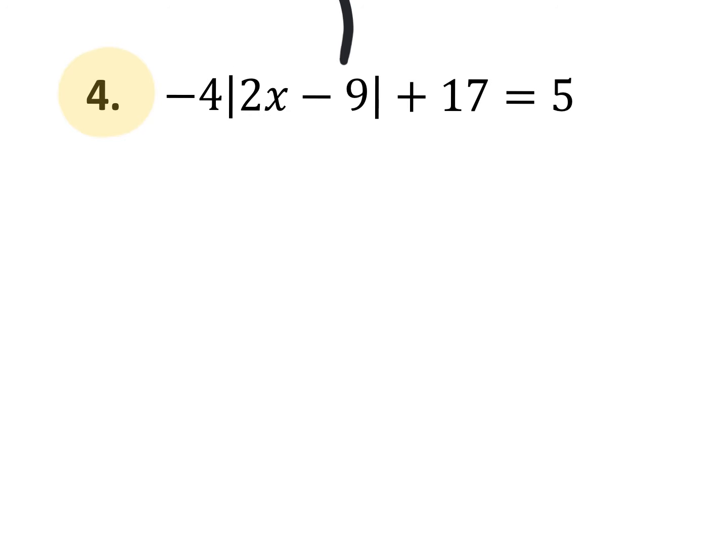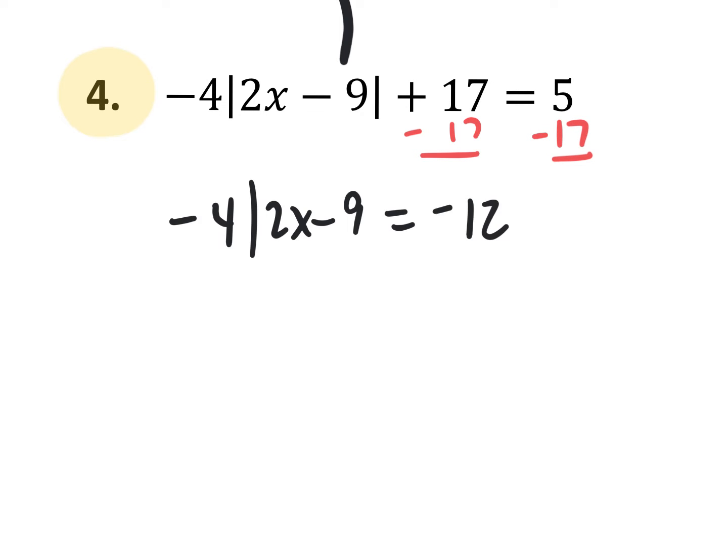Again, you want to isolate the absolute value first. You want to get this absolute value by itself. It's kind of like if you had the equation -4x plus 17 equals 5. You'd get rid of the 17 first. So let's get rid of that 17 by subtracting 17 on both sides. We now have -4 absolute value of 2x minus 9, close absolute value, equals -12.